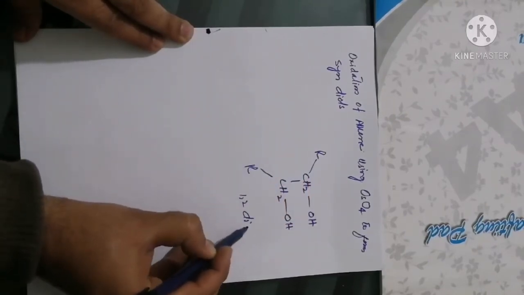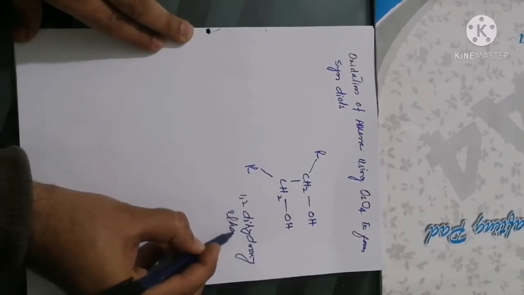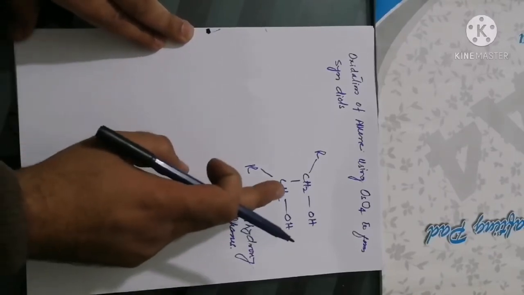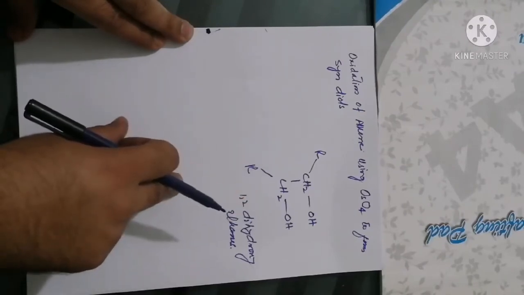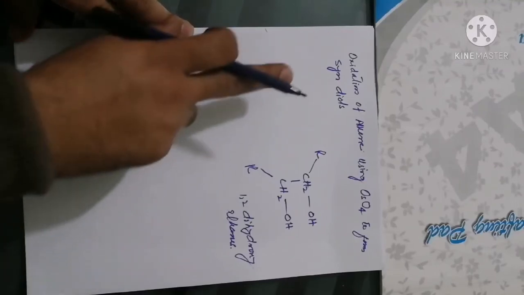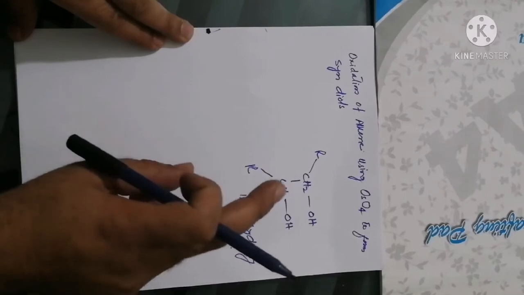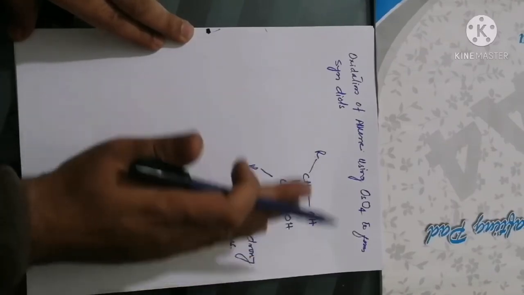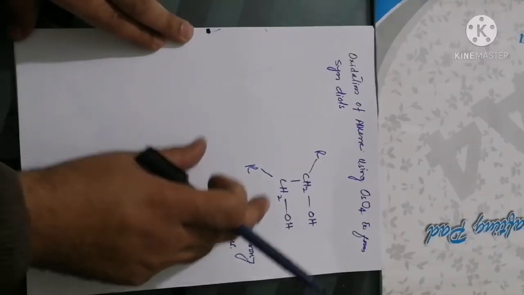So these compounds are sometimes called 1,2-dihydroxy alkanes. These are the diols, compounds having two hydroxyl groups attached on vicinal carbons. And what is meant by syn-diols? Syn-diols mean on the same side. These two hydroxyl groups are on the same side of the single bond, so they are the syn-diols.